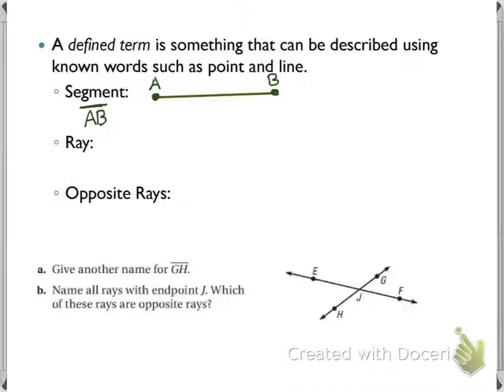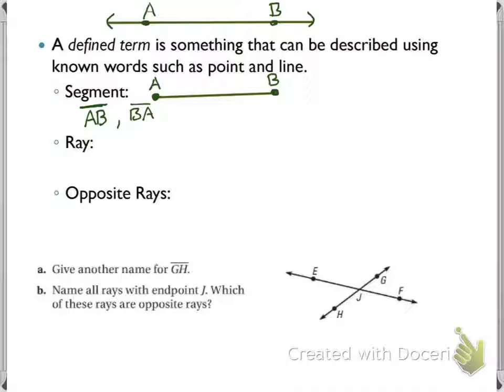Let's think again. We had earlier line AB, and it went through A, it went through B, but it kept going on and on and on. Now in a segment, it ends, it kind of cuts off. What we're going to notice later on is we can measure a segment because we know it starts at one point and ends at another. We could also flip it around and call it BA. Again, those are just our endpoints, and we'd be fine with that.